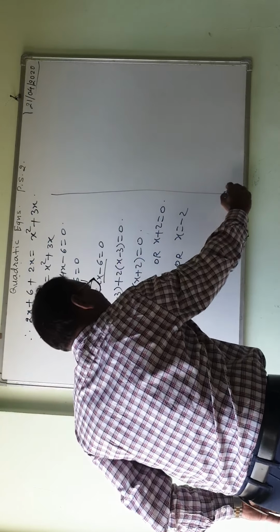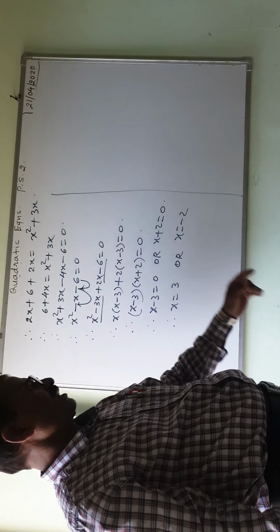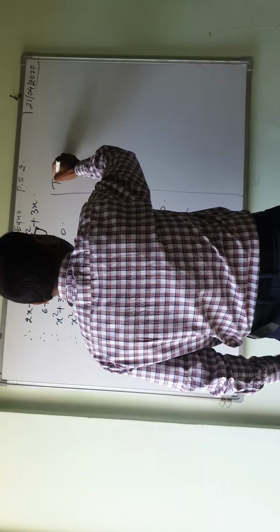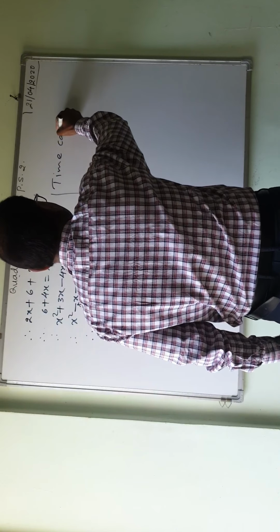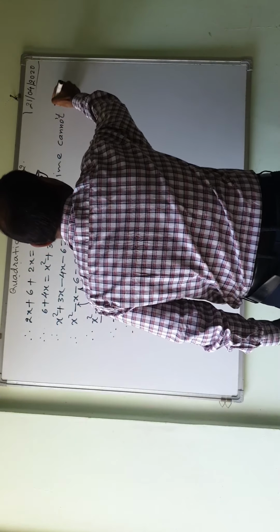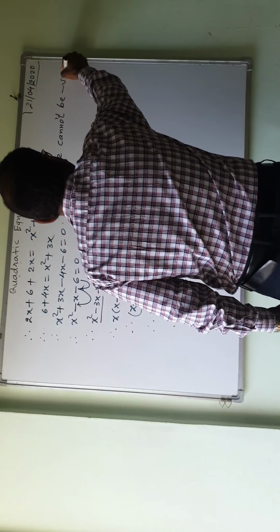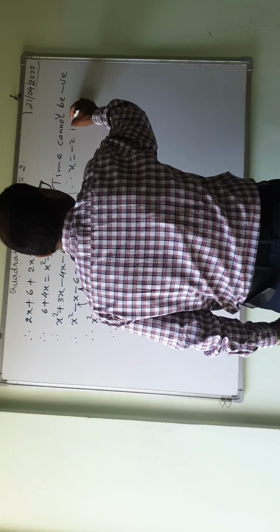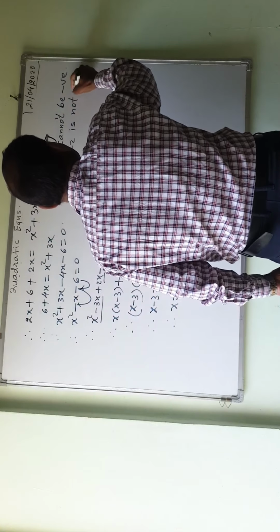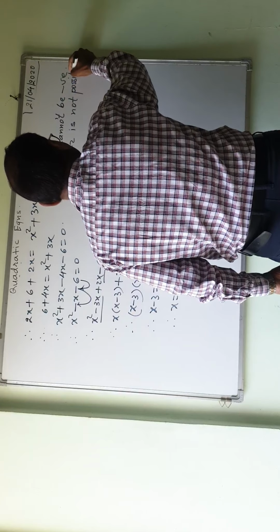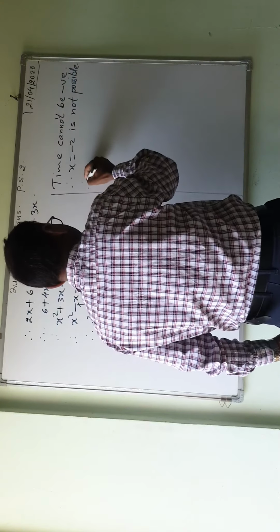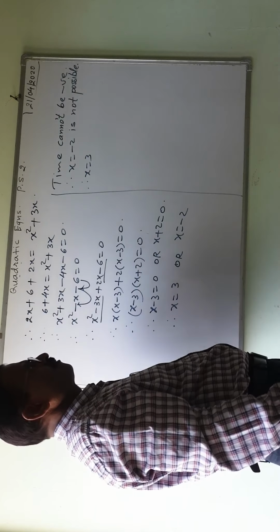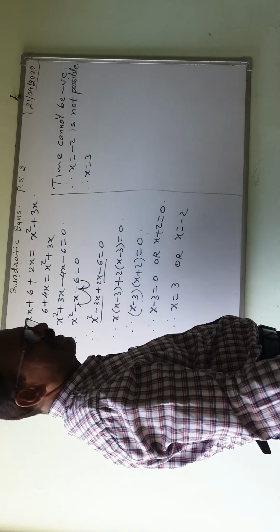But we are filling the tank. This is the time. It is not possible. Time cannot be negative. Therefore, x equal to minus 2 is not possible. Therefore, x will be 3. This is the time taken by the larger tap. Now the smaller tap will take x plus 3.